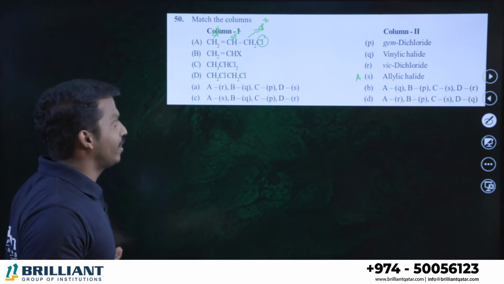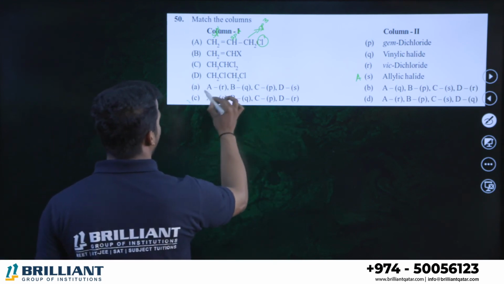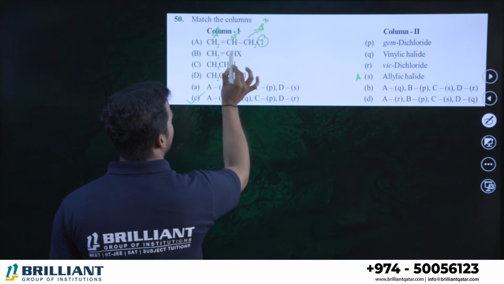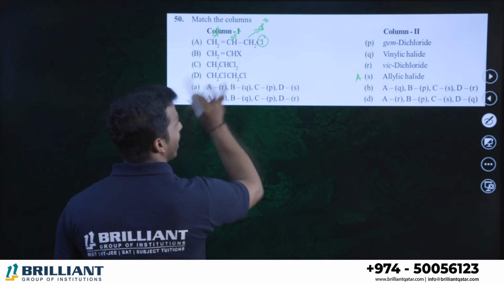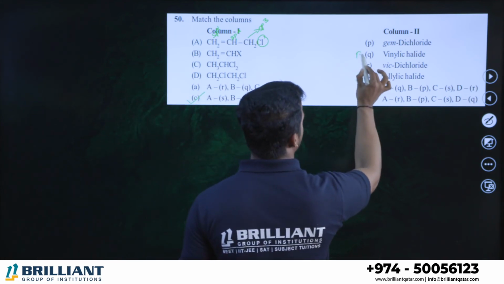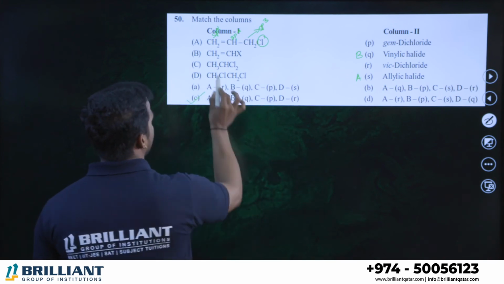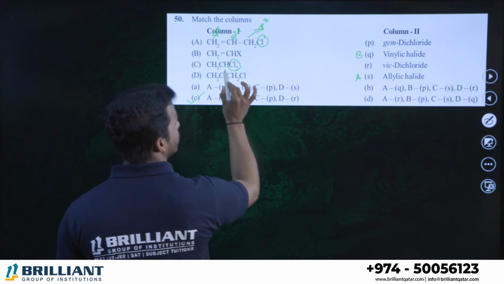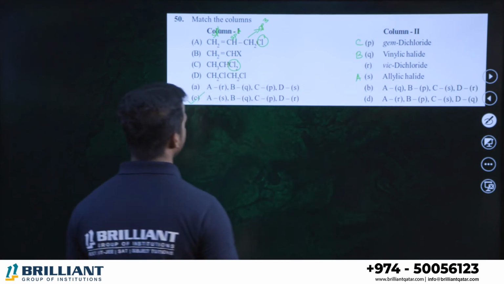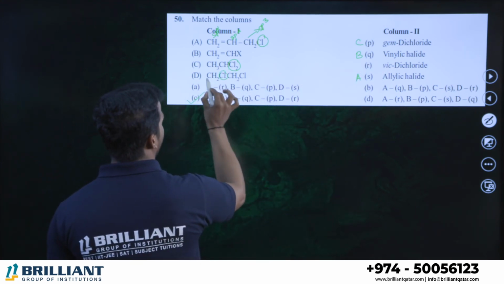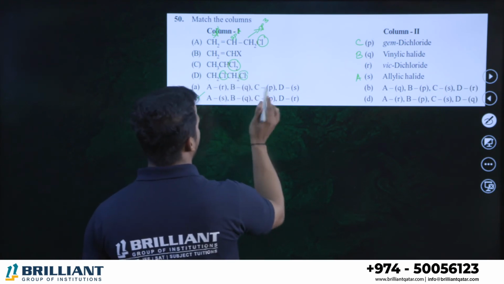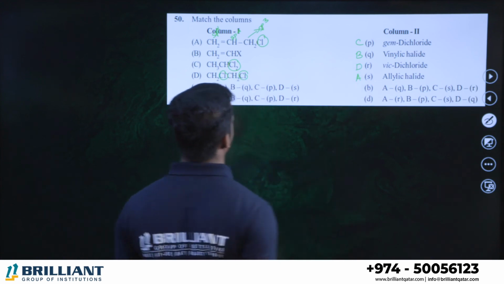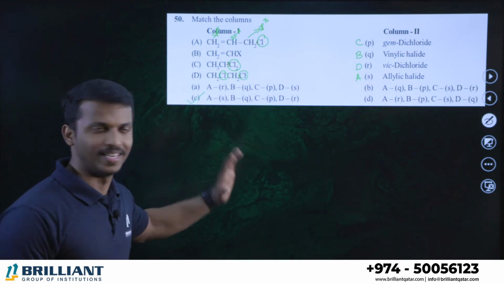I think that's enough to get the answer. A matching with S, only one answer. Anyway, let's go with the others also. CH2=CH, what is this group called? Vinyl halide. This is B, B with Q. CH3CHCl2: you see both chlorines are on the same carbon, called what? Geminal dihalide. This chlorine is on the first carbon, this chlorine on the second carbon. So chlorine on adjacent carbons is called what? Vicinal dihalide. So altogether the answer is option C.